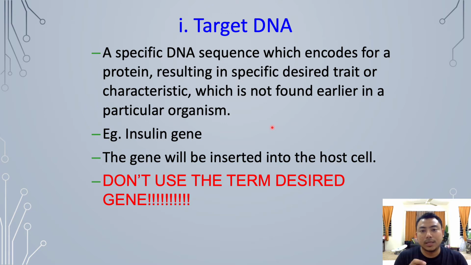But then we take the genetic for insulin from a human cell and put it into the host cell, i.e. the bacteria just now, and the bacteria later will start to produce insulin for you. So that's one of the main purposes of this recombinant DNA technology. That's why we need to use the target DNA, the DNA or the gene that we want to express, i.e. we want to show its trait.